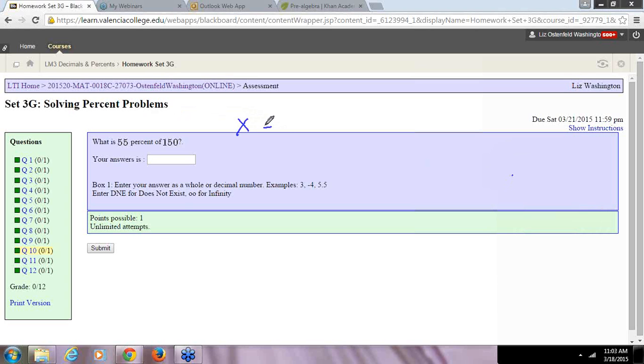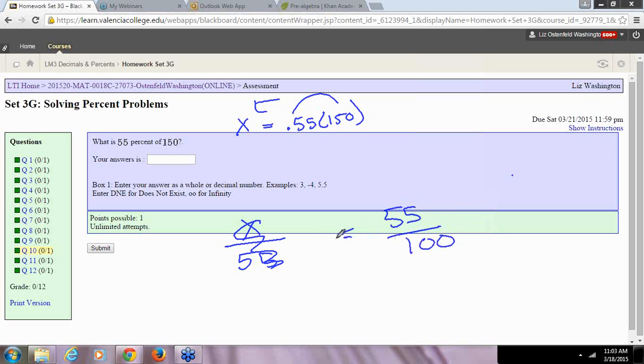Okay, what is 55% of 150? You multiply those two and you'll get your x. Or you could do what is 55 over 100 and 150. Same thing. And you could cross multiply.